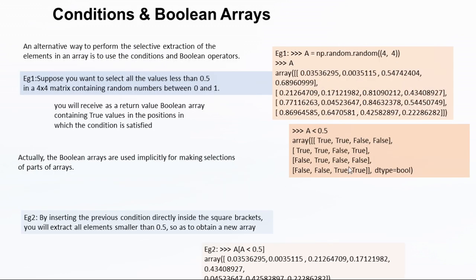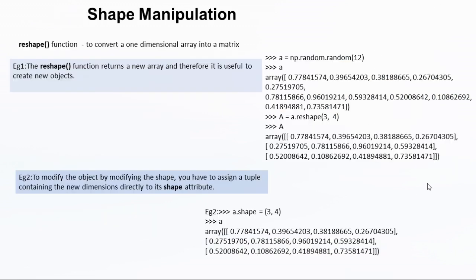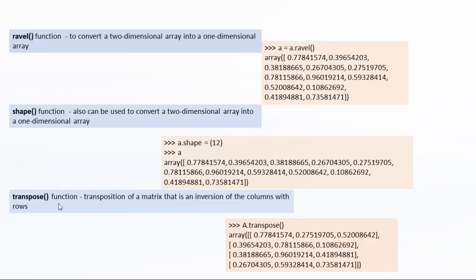So just to quickly recollect today's class, we studied conditions and Boolean arrays. This is also one way of extracting the elements of an array based upon a certain condition. We also saw some shape manipulation. If you want to do shape manipulation on an array, these are some of the functions: the reshape function, shape attribute, ravel function, and transpose function. So try all these commands. Try to use Jupyter Notebook and Jupyter QtConsole for executing these commands. Thank you.